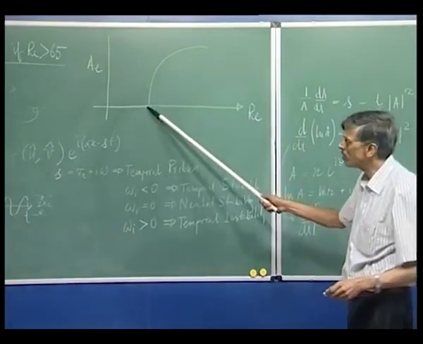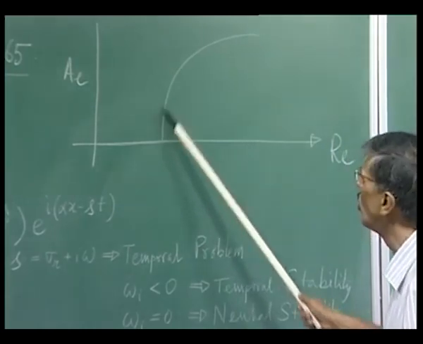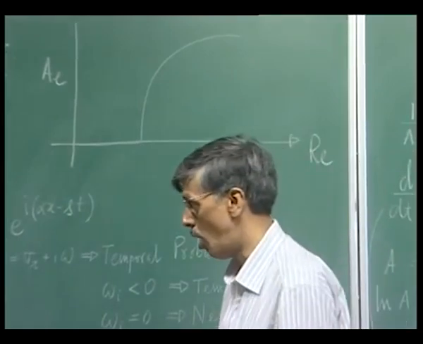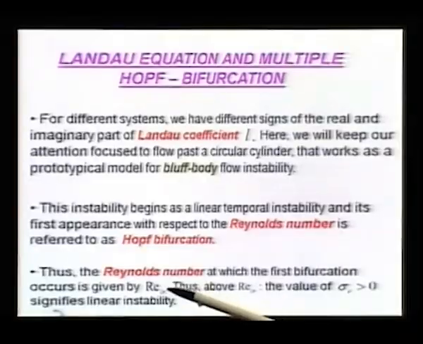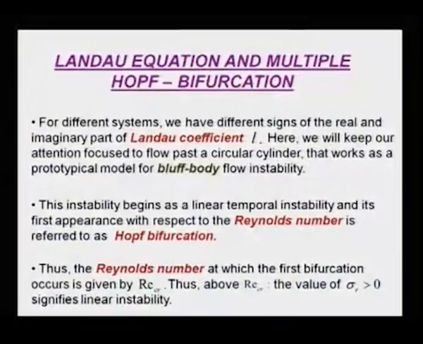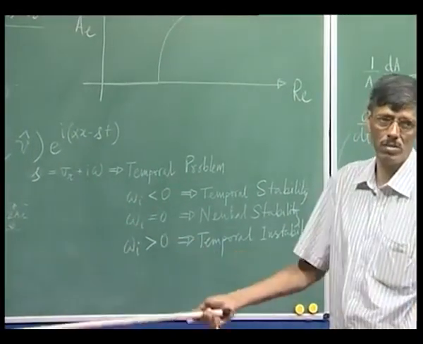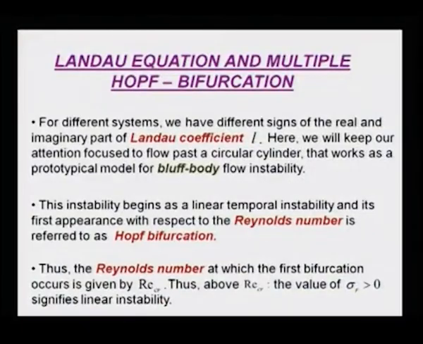So where the linear instability begins, the amplitude goes almost vertically up. So this is like 90 degrees. And that is what is called the Hopf bifurcation. The Reynolds number at which the first bifurcation occurs is indicated by the symbol Re critical, Re_cr. So what does it mean? That above Re_cr, this real part is positive because it's unstable, right? Linearly unstable. So that's the harbinger of linear instability.